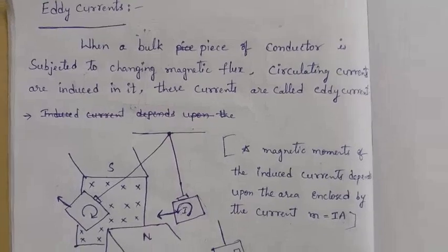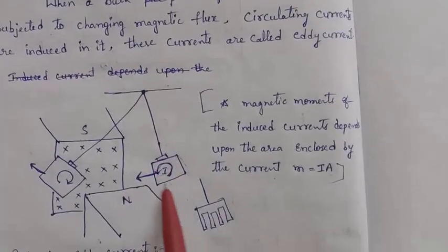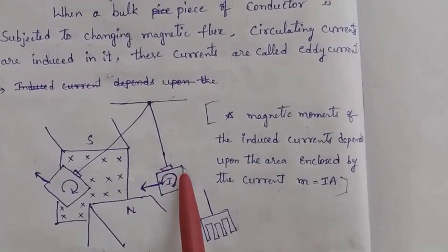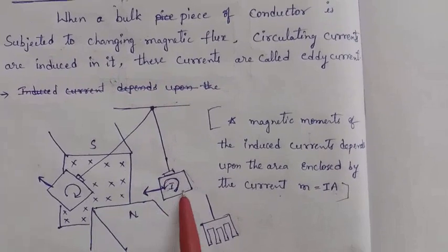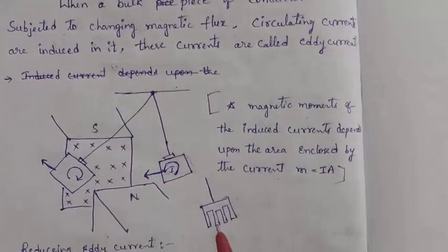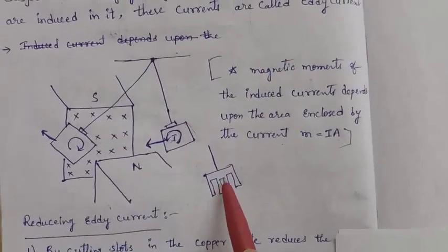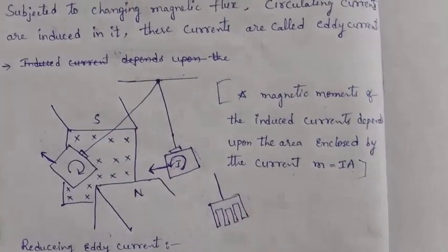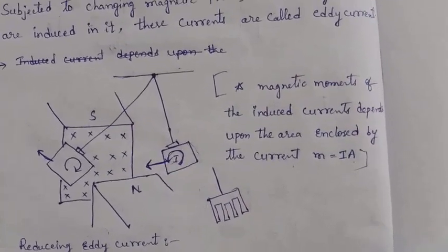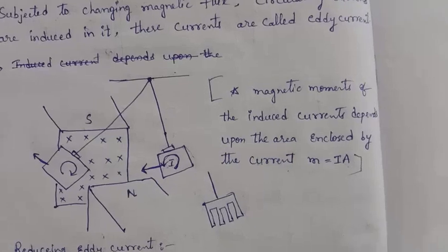Okay. And this eddy current depends upon the area of the conductor. Suppose you cut this conductor in this form, like this. At that time the induced current will decrease.